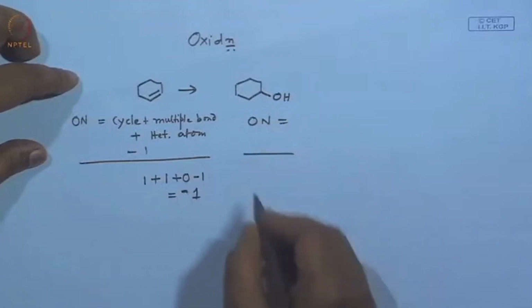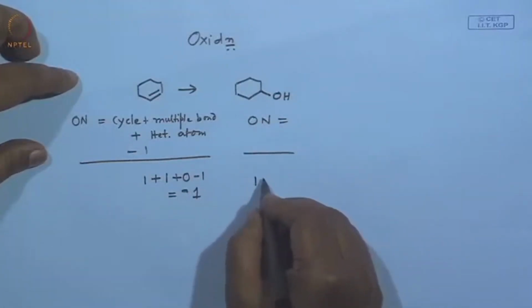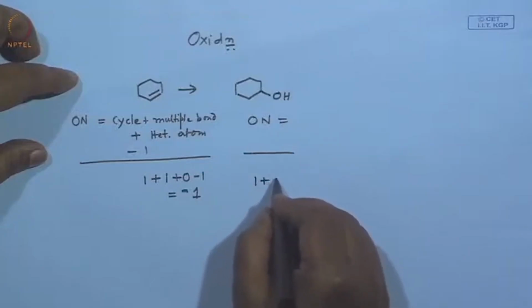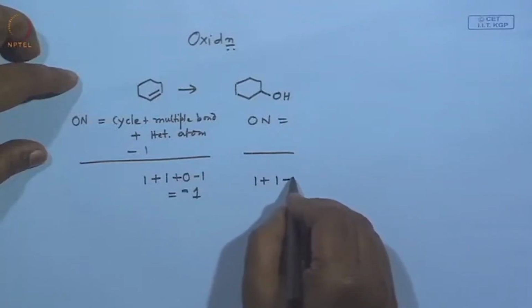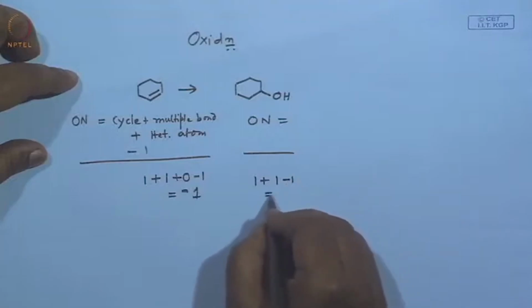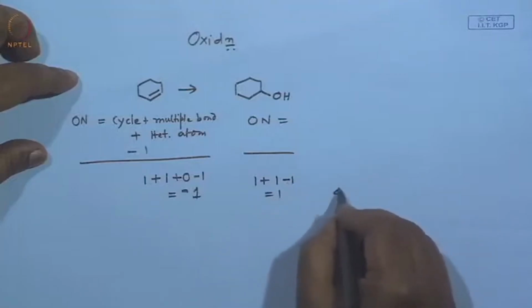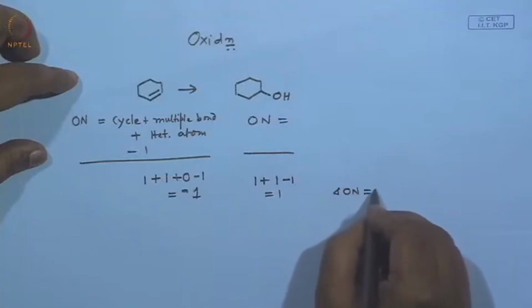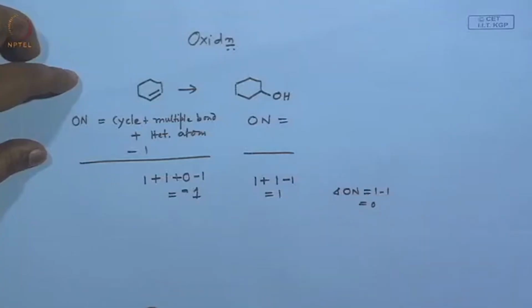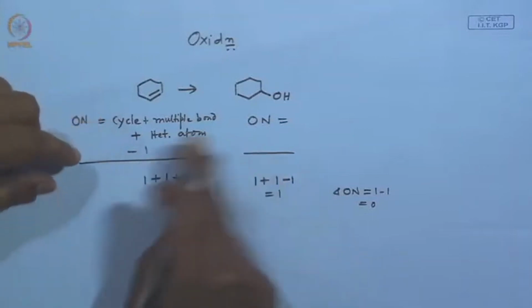Now if you go to the right one, number of cycles is 1, heteroatom is 1, no double bond, minus 1, equal to 1. So the delta oxidation number, 1 minus 1, is 0. That means there is no change in the oxidation number; this transformation does not require any oxidizing agent. No net oxidation is taking place. This is one of the simplest ways of looking at it. But when it comes to heterocyclic chemistry, you have to add one more parameter. What is that?